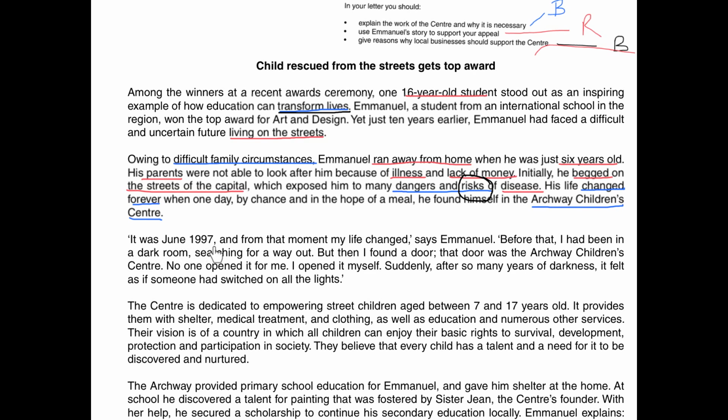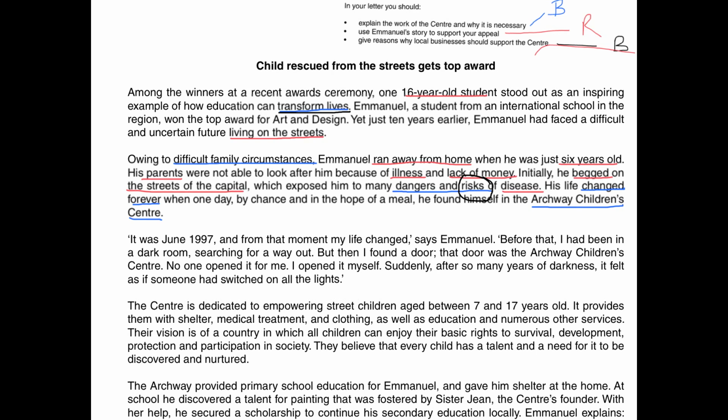It was June 1997, and from that moment my life changed, says Emmanuel. Before that, I'd been in a dark room searching for a way out. But then I found a door, and that door was the Archway Children's Centre. No one opened it for me. I opened it myself. Suddenly, after so many years of darkness, I felt as if someone had switched on all the lights.